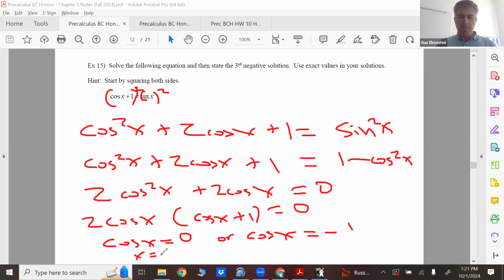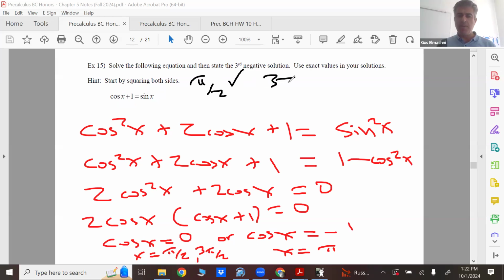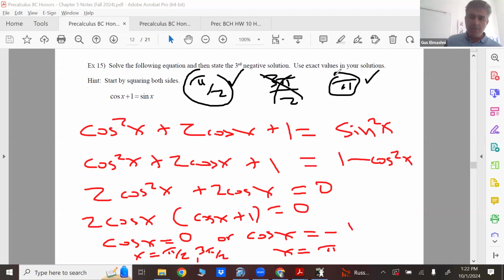So x will be pi over 2 or 3 pi over 2. Or x could be pi. But because we had to square both sides, I think we might get an extraneous solution. Pi over 2 works in the beginning. 3 pi over 2 won't work because 1 doesn't equal -1. And pi will work if you were to test it out. So you just get 2 answers.